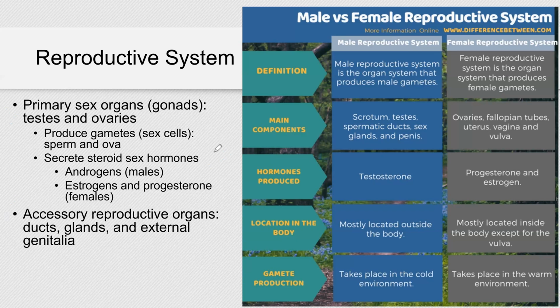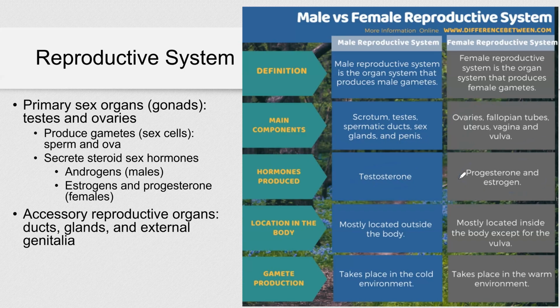Let's just do it very quickly. So by definition, the male reproductive system produces male gametes, and the female produces female gametes. Main components: scrotum, testes, spermatic ducts, sex glands, and penis for male; ovaries, fallopian tubes, uterus, vagina, and vulva for female, and the vulva is external genitalia. Hormones: testosterone for male, and progesterone and estrogen for the female reproductive system.